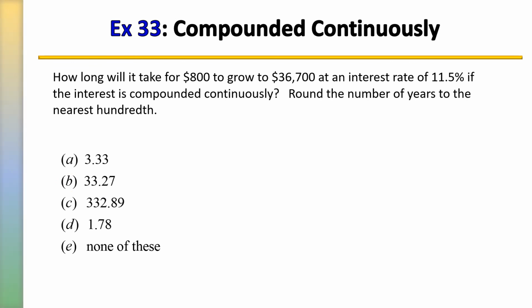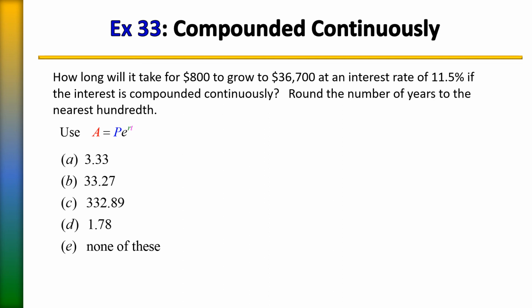How long would it take for $800 to grow to $36,700 at an interest rate of 11.5% if the interest is compounded continuously? Round the number of years to the nearest 100. So the key to this problem here is compounded continuously. Now that's different from the previous problem that you worked on. When you see that it's compounded continuously versus being compounded quarterly, annually, semi-annually, you're going to use the formula A equals P times e to the rt.